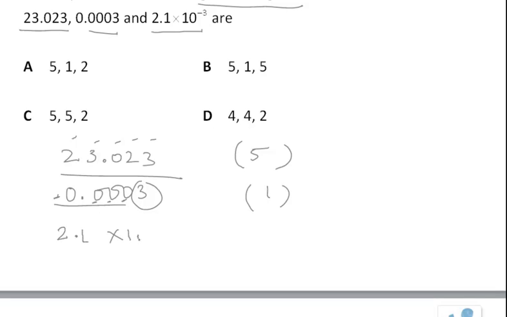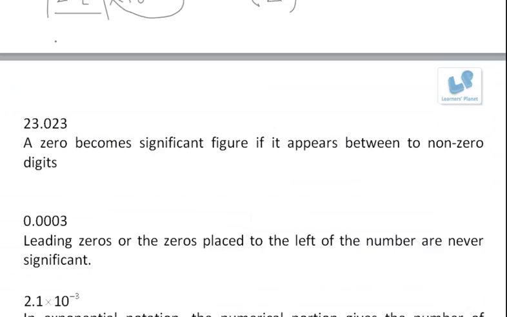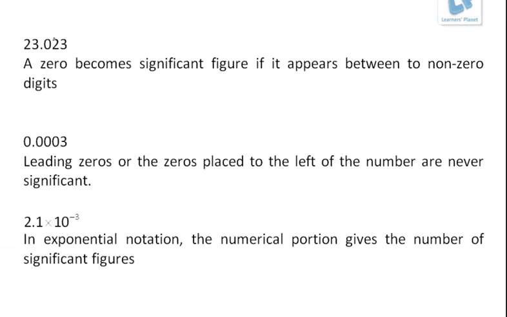2.1 into 10 to the power minus 3. When the number is written in exponent form, that means you have to count the significant digits only of the numerical portion and ignore this portion. That means the number of significant digits are 2. So the answer is 5, 1, 2. Option A is correct.